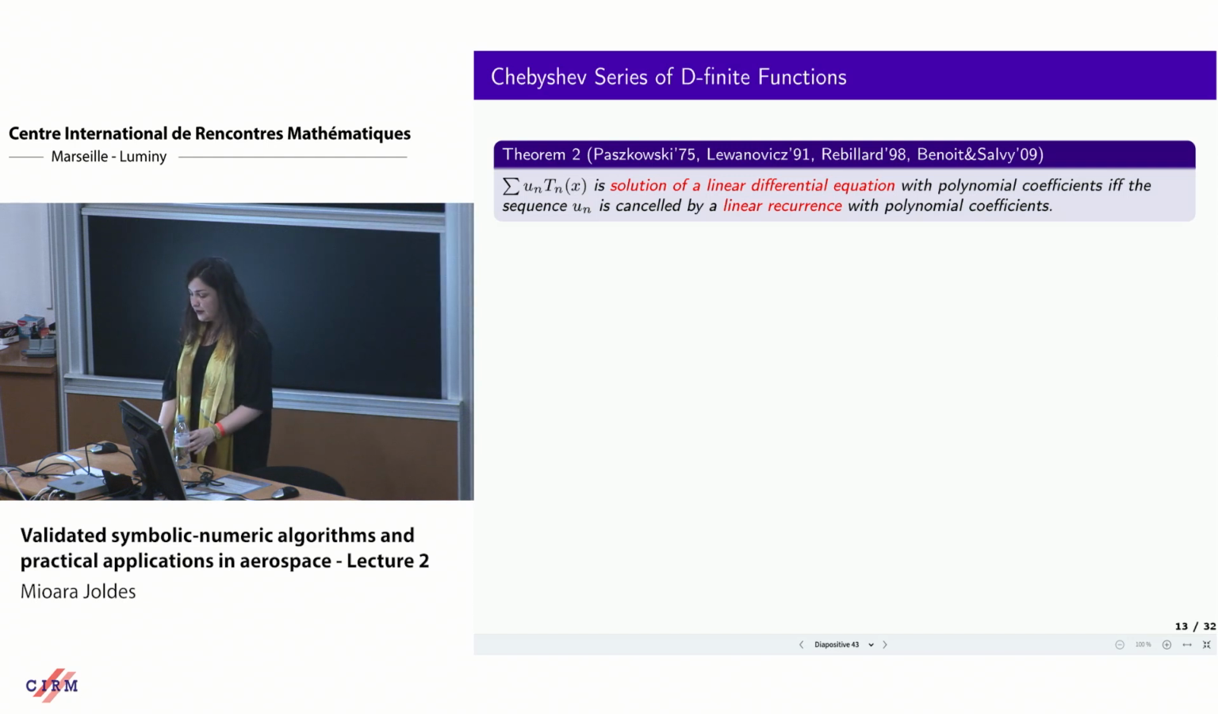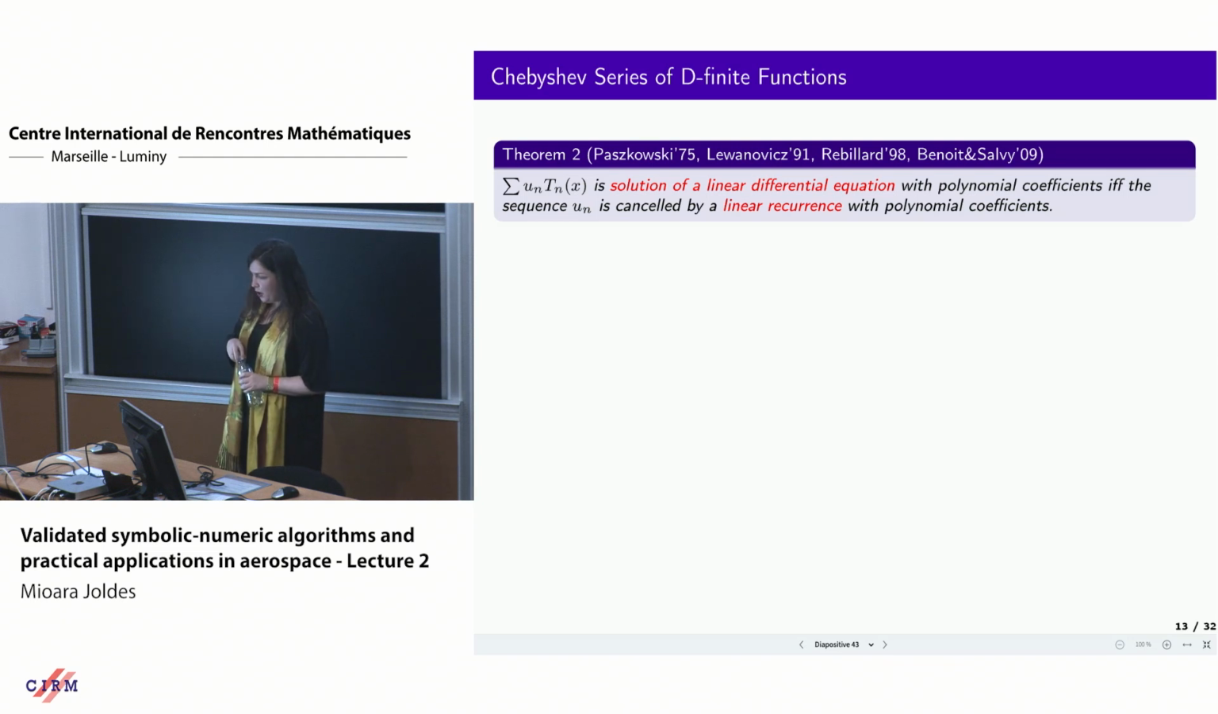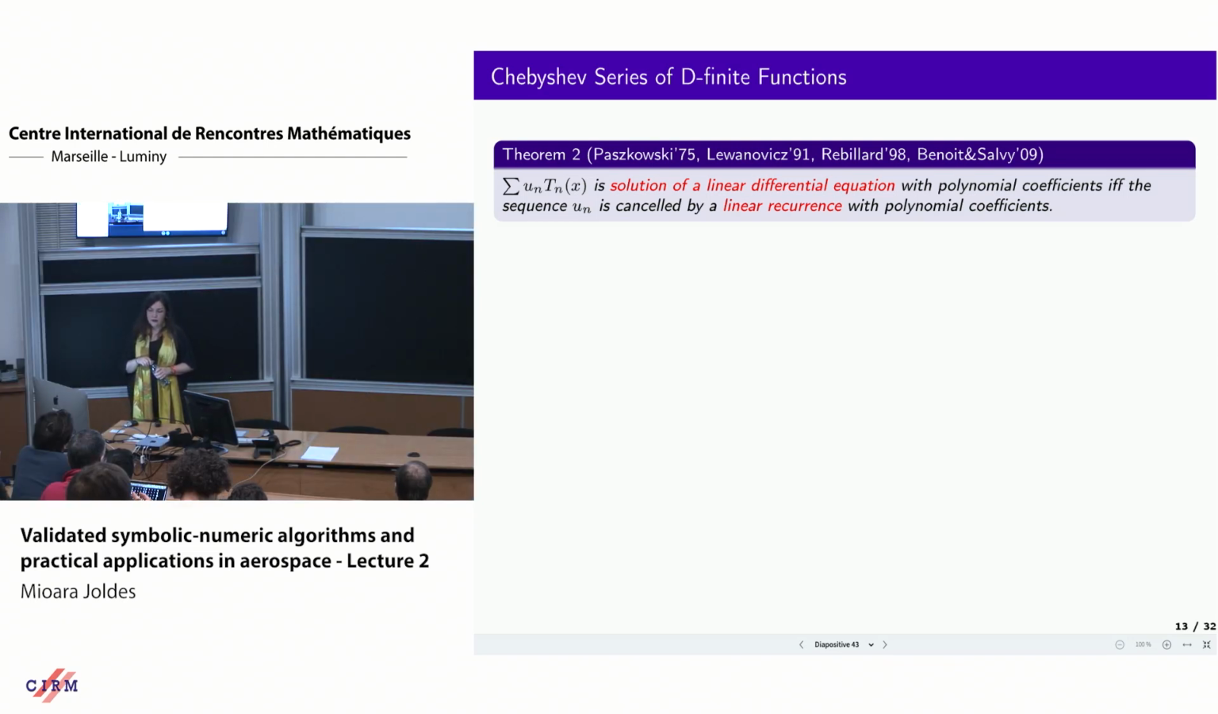A nice property that Chebyshev series share with power series, which I already talked about yesterday, is that if a Chebyshev series is a solution to a linear differential equation with polynomial coefficients, that is a finite operator, then its sequence of coefficients is also cancelled by a linear recurrence with polynomial coefficients, like I showed yesterday for power series.